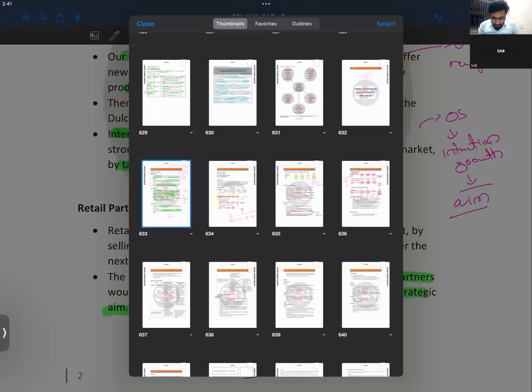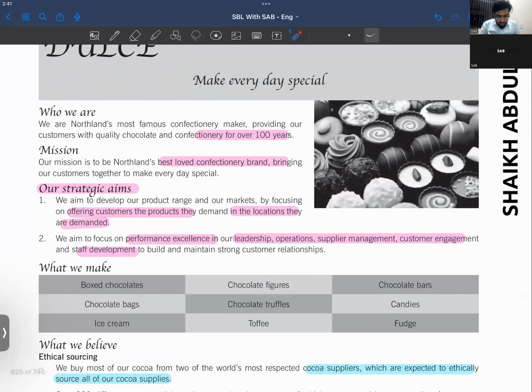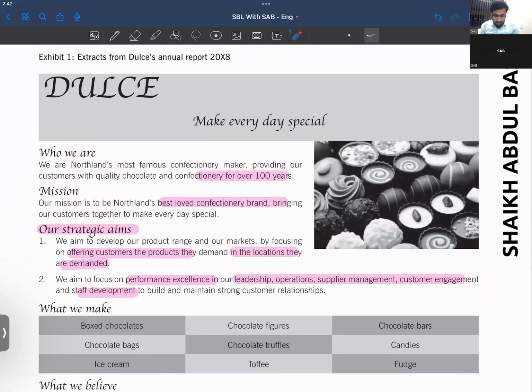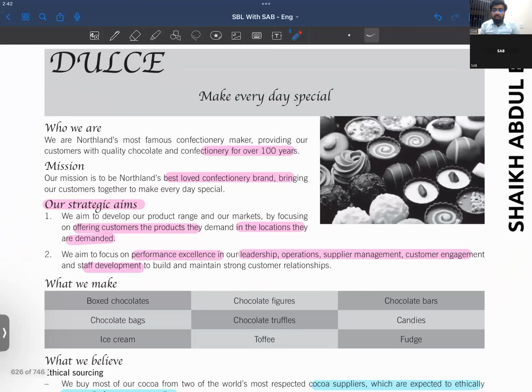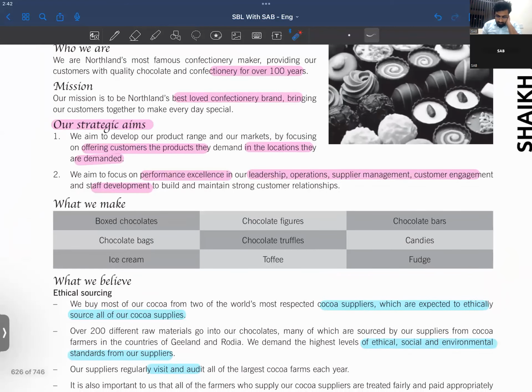In fact, if I remember, I can make you see exhibit one. So see, mission is this, strategic aim is this: offering customers products in locations where they are demanded. That means they want to grow overseas. We aim to offer performance excellence in our leadership, operations, supplier management, customer engagement, staff development. So see, this is why I told you the whole chapter, right? Then there are other past papers as well, which tested the specific aims, strategic aims, right?